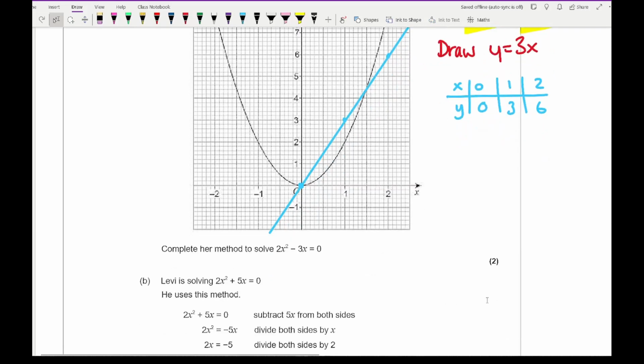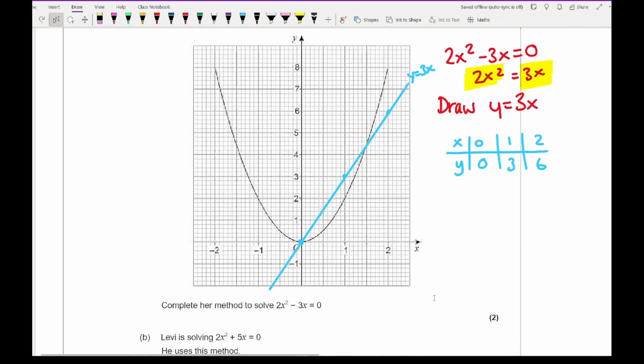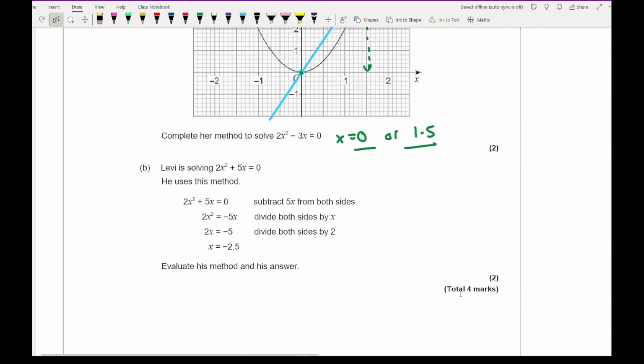So the next question then says we then need to complete a method to solve it. So looking at this, you can see the x ordinates of where it crosses the x-axis. So solving this would be x equals 0 or 1.5. It then says that Levi is solving 2x squared plus 5x equals 0. He uses this method, and so this is what he's done. And it says to evaluate his method and his answer.